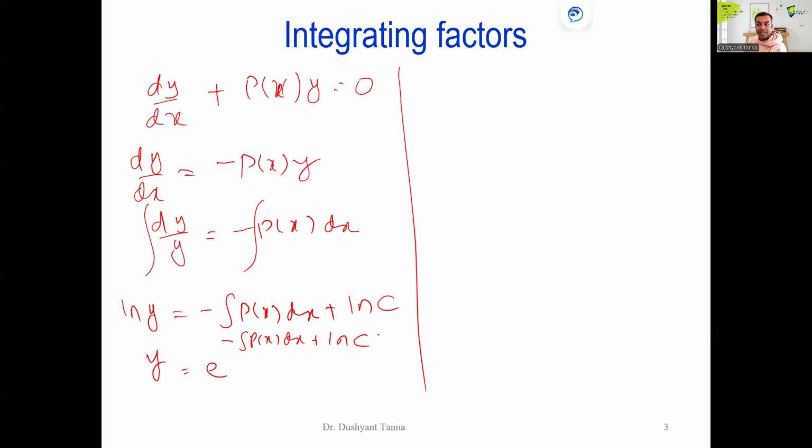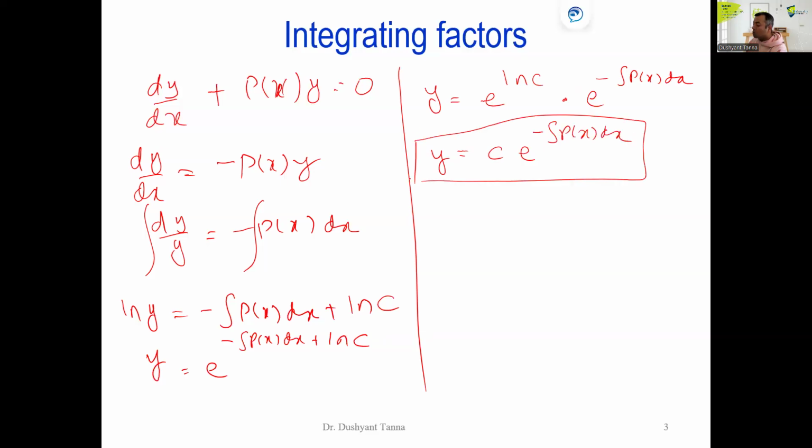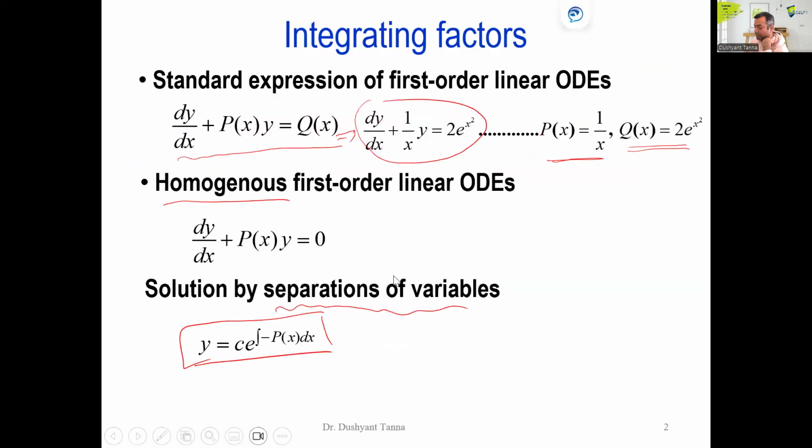Property of exponential, you can separate the addition. So your y, I'll write the c part first, times e raised to ln c, which by the definition of exponential is c. So y equals C e raised to minus integral of p dx. That is the solution of the homogeneous linear differential equation of first order. This bit.